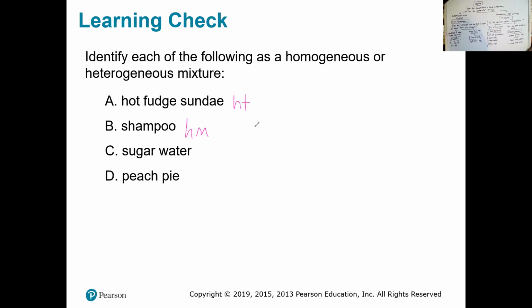HM for the homogeneous, HT for the heterogeneous. Sugar water, assuming that you are not trying to dump an entire bag of sugar into a glass of water, should dissolve. Sugar should dissolve completely in a glass of water. So this would be a homogeneous mixture. And then peach pie. There are going to be different parts of the pie, the crust, the filling, the fruit chunks that are still in there. And you'd be able to separate all those out and see them all individually. So this is going to be an example of a heterogeneous mixture.